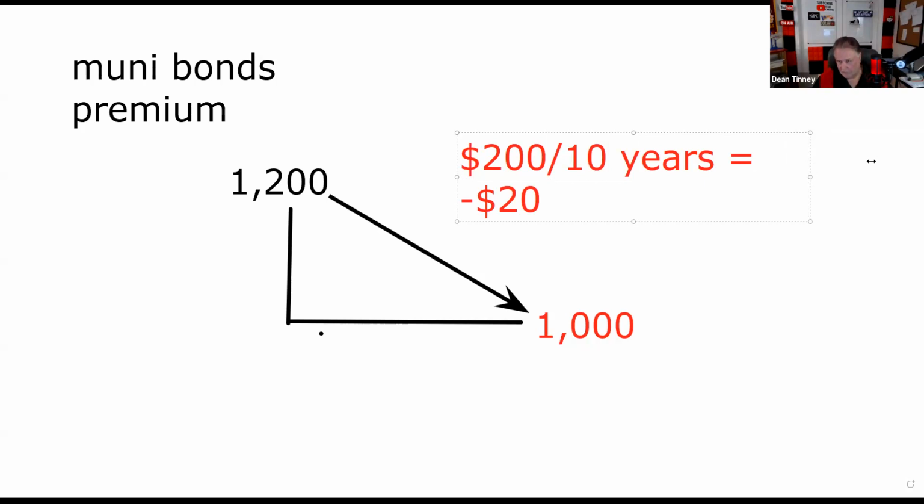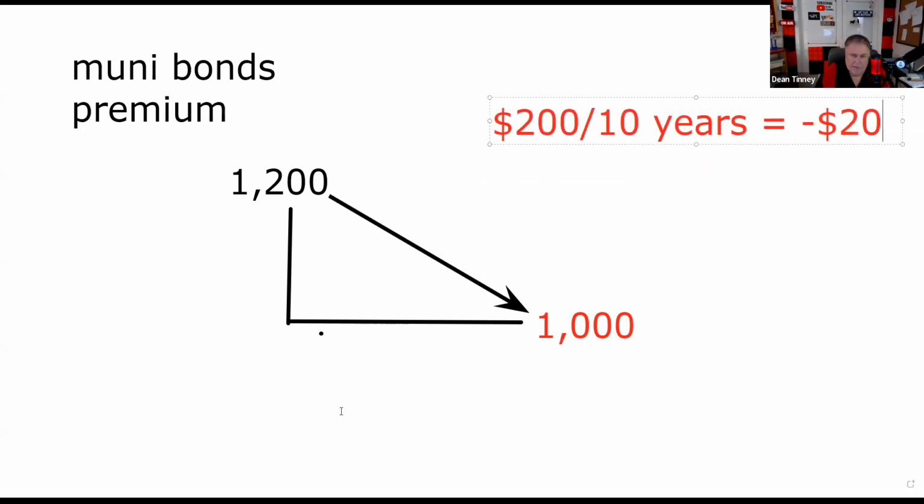This question requires multiple steps, right? So your customer buys a muni bond for $1,200 with 10 years to maturity. And then they say after holding it for 6 years, your customer sells for $1,100. After holding for 6 years.